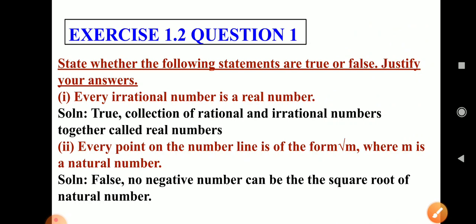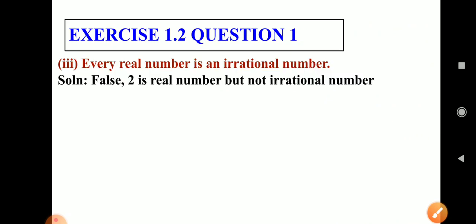So the last statement in this question: every real number is an irrational number. It is the reverse of the first question. What is the first statement? Every irrational number is a real number. We wrote true. But here they gave that every real number is an irrational number.